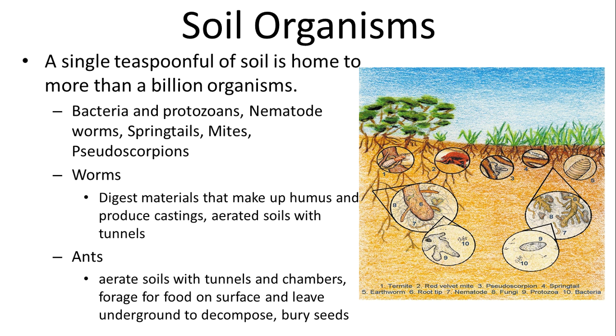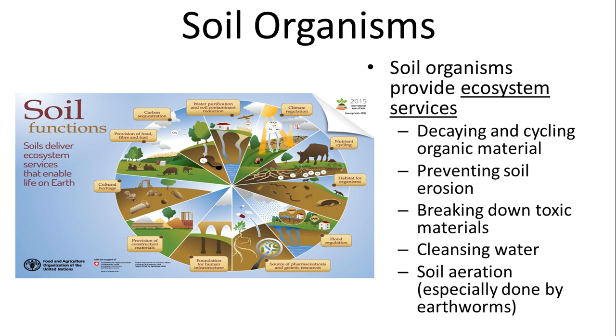The organisms are super important in our soil composition, and so you have more than 1 billion organisms in just a teaspoon of soil. So there's lots of bacteria, protozoa, worms, all kinds of good stuff. And so the worms are important because they can help digest materials that make up humus. Just like my vermicomposting, and ants or other burrowing animals are really important because they can aerate the soil.